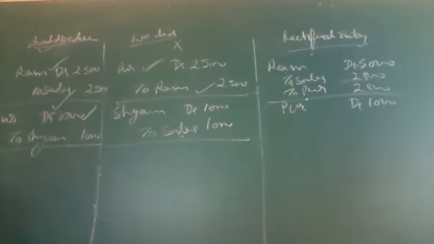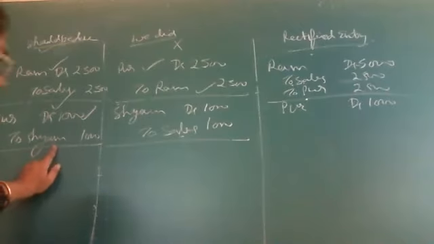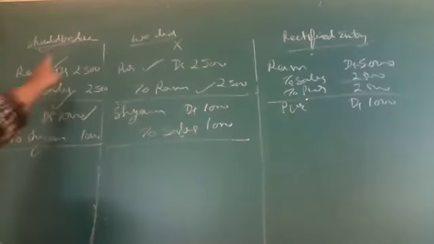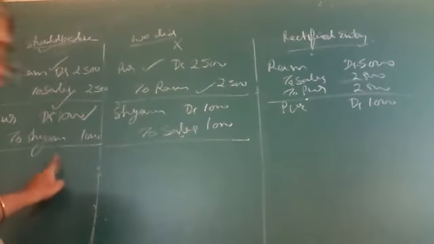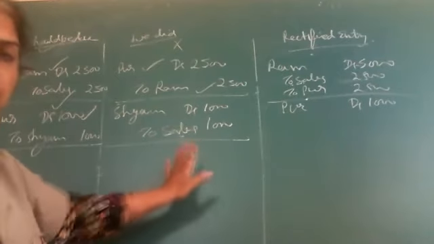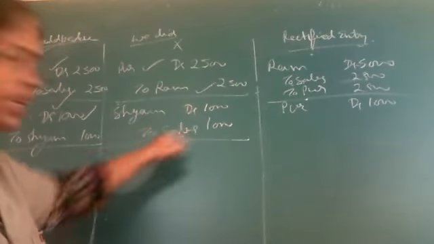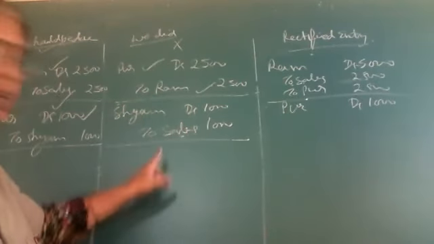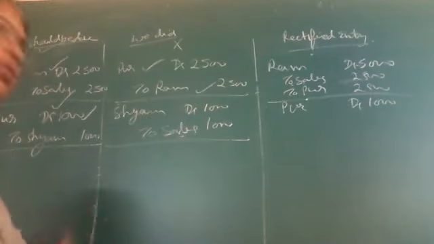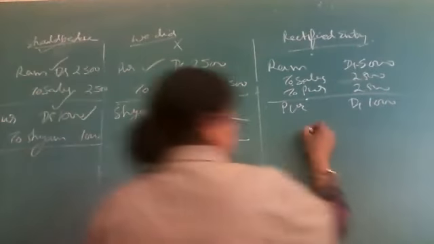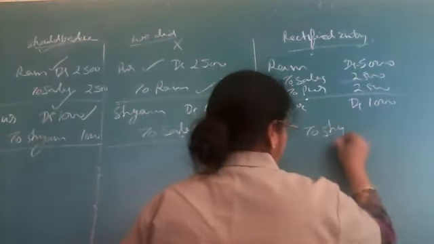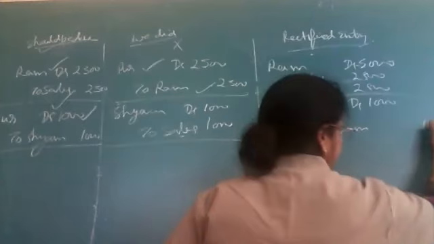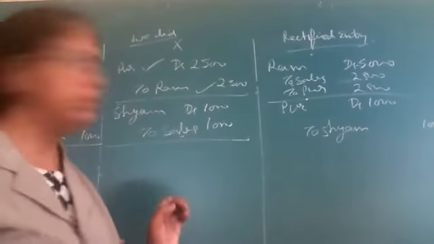Now, let's see. The second one is Shyam must be credited. This is the right entry. Shyam must be credited. Have we put Shyam in credit? Just check. This is what we have done. Is Shyam credited? No. So now you do it. Shyam 1000.